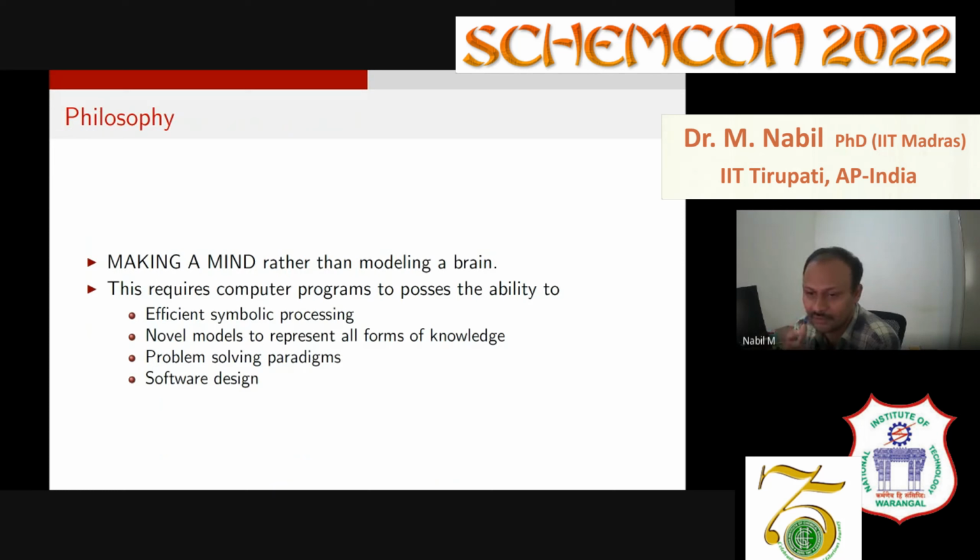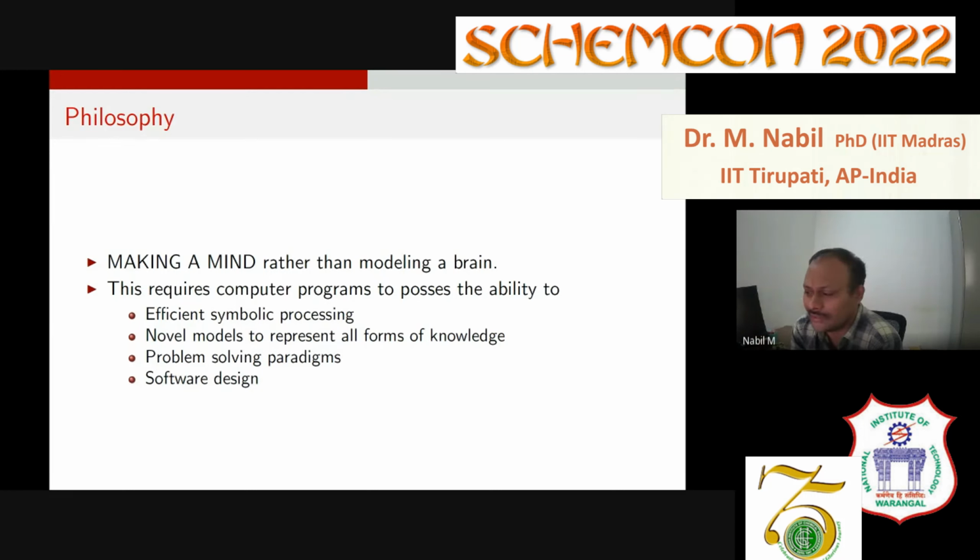Therefore, the underlying philosophy of artificial intelligence is to make a mind rather than to model a brain, to put it in simple words. Why do I make that statement? Because modeling a brain is more like an individual way of attacking a problem, more like trying to represent the brain. But when you make a mind, it means it has to have capabilities of responding to situations, the goals that we have set in the previous slide.